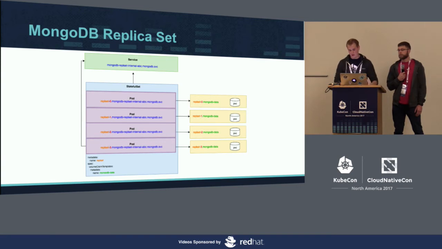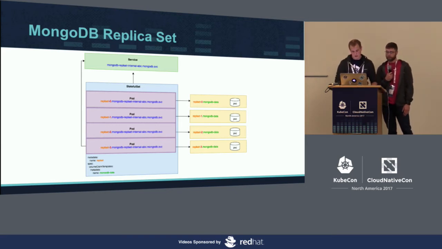So it's kind of color-coded. This might be an interesting graph to look at later. So the blue part comes from the headless service, and then the orange piece is generated from the stateful set's name definition. And then 3 is the ordinal index from Kubernetes.